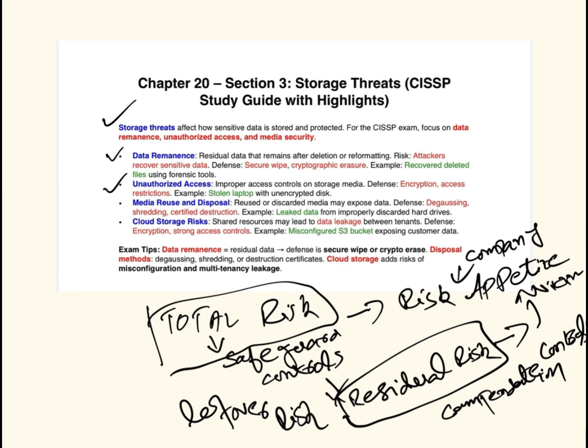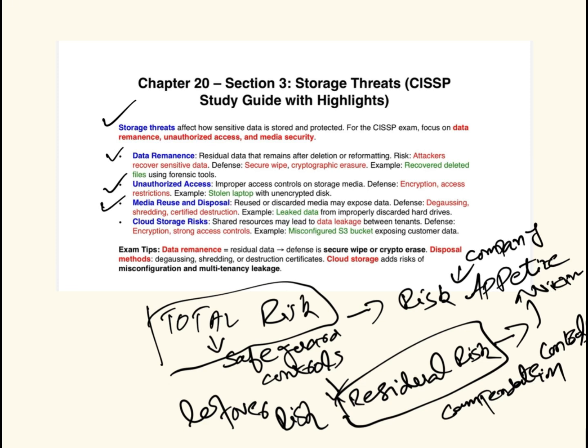Unauthorized access occurs when improper access controls allow unapproved users to access storage systems or devices. For instance, a stolen laptop with an unencrypted disk, or a shared network drive accessible by too many users. Defense: full disk encryption such as BitLocker or FileVault, strong access controls, permissions, passwords, multi-factor authentication, and encrypting all portable media to prevent unauthorized access if it is stolen.